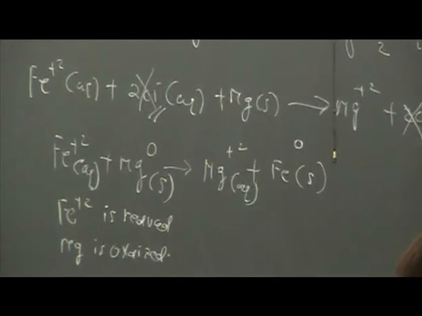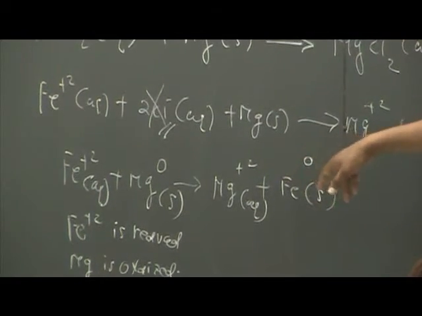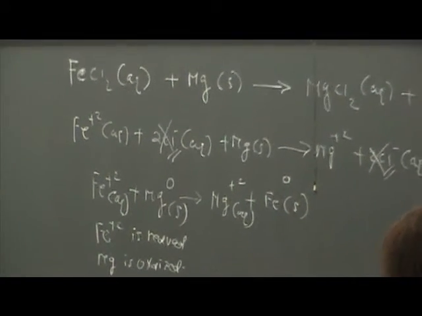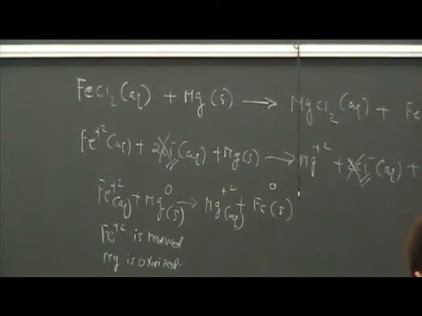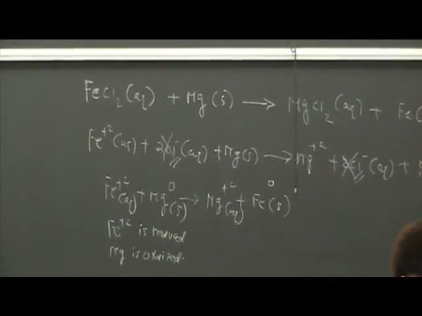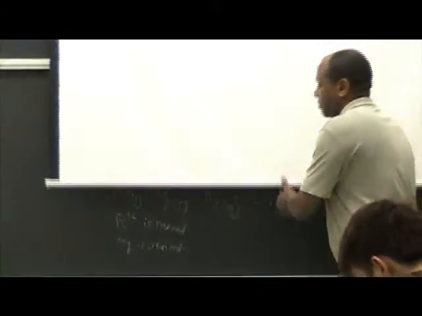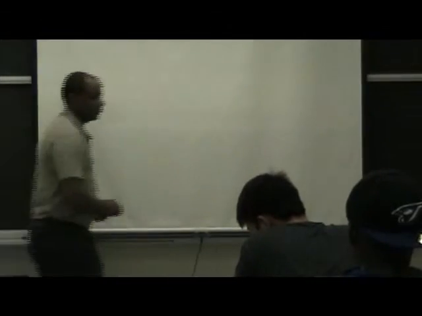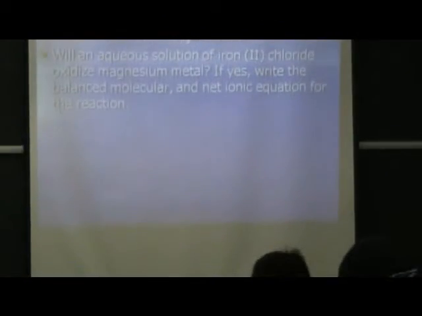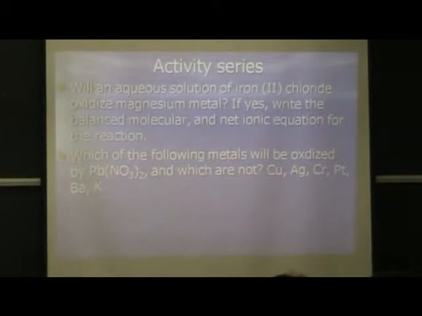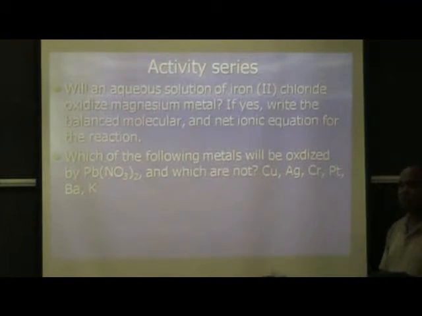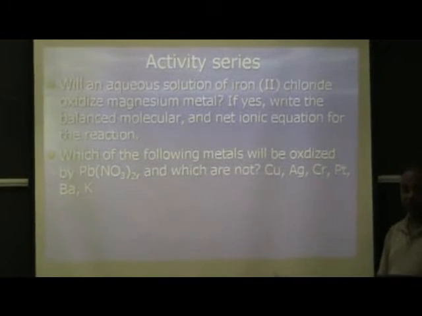The next question we have. Have you done with this one? Okay. The next question we have is, which of the following metals will be oxidized by lead nitrate and which are not? Again, we have to see the activity series of metals.